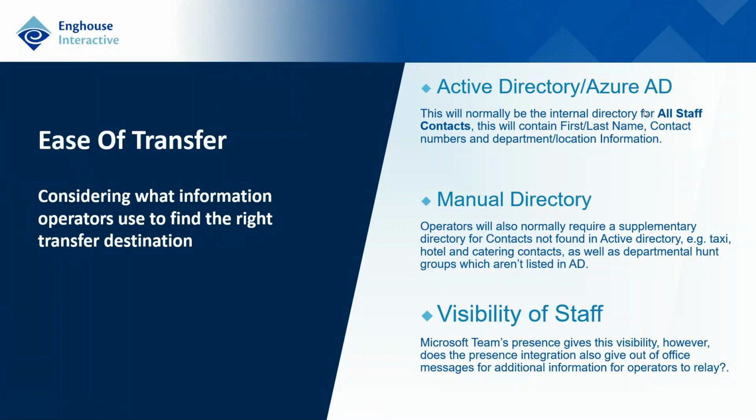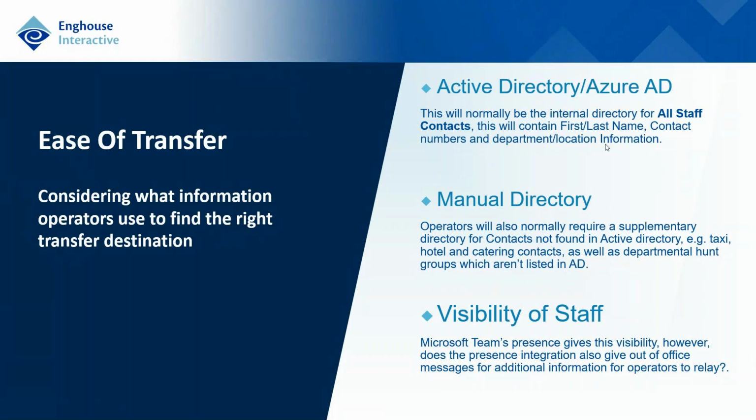Integrations are always available for all of the latest technologies. However, if we think about that actual directory there, what it really contains is things like first name, last name, contact numbers, department, and location. Is that the most suitable criteria that your operators are actually using to find the best member of staff to look for?